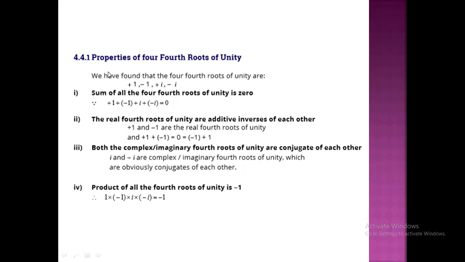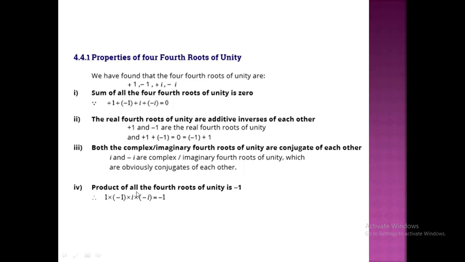Now the properties of 4th roots of unity, which are 1, minus 1, iota, minus iota. If we add all these values, it is equal to 0. The sum of all 4th roots of unity is 0. The real 4th roots of unity are additive inverses of each other. Real roots are 1 and minus 1. They are additive inverses of each other. And imaginary roots are conjugates of each other, because one is iota and the other is minus iota. These are called conjugates of each other.